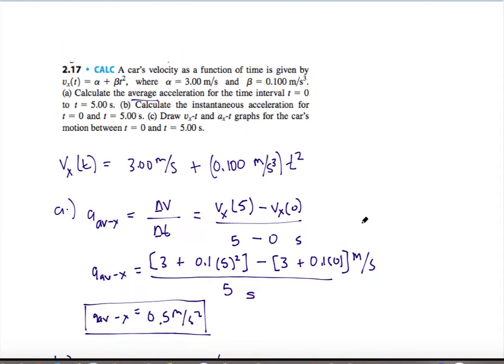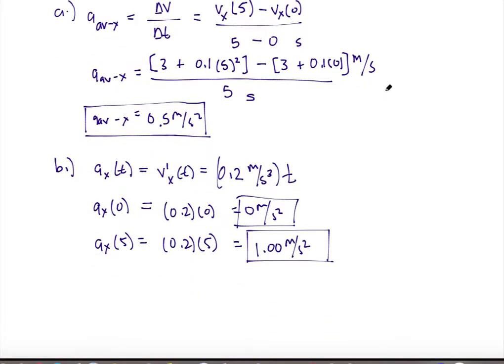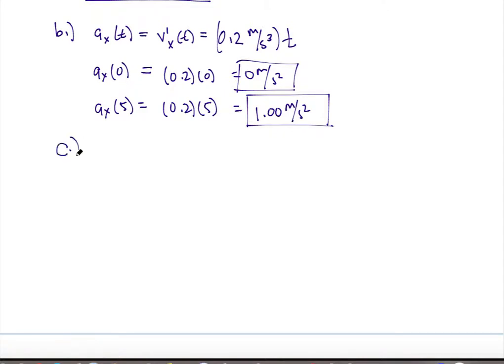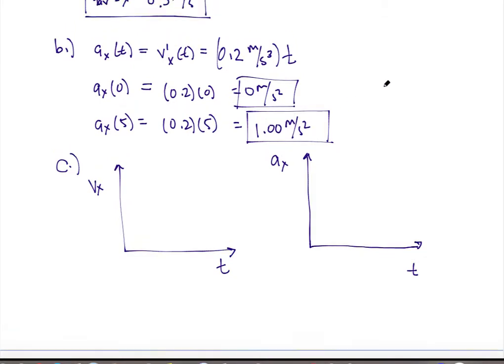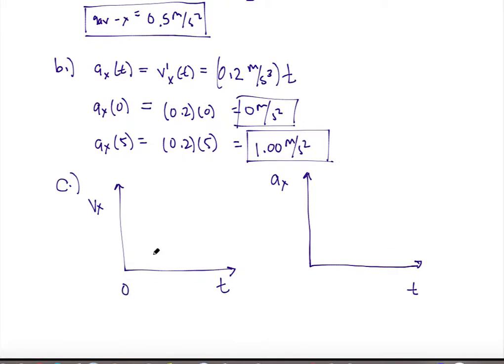The final question asks you to draw velocity time graphs and acceleration time graphs for the car's motion between 0 and 5 seconds. So I'm going to go ahead and sketch up some axes here. So I have one set of axes for velocity in the x direction as a function of time, and another set of axes approximately the same size for acceleration over time. So we're just sketching here, but my velocity is a quadratic or a parabolic function, and so I want to have, for the first 5 seconds, something that looks parabolic.